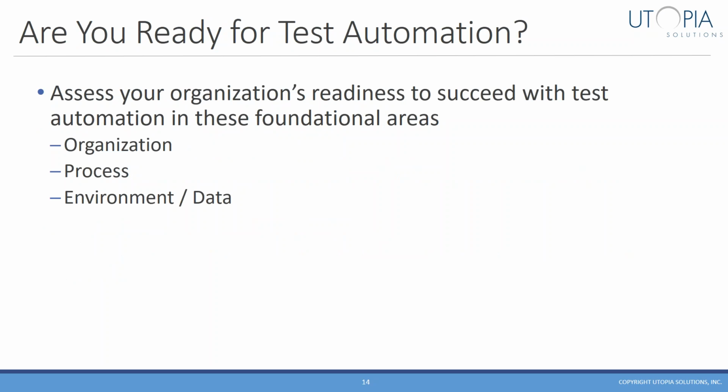So the next thing we need to do is understand if our organization is ready to implement test automation. As we just discussed, automation is a process, not a tool, and that process needs a solid foundation to operate on. So we need to assess our readiness in these areas: organization, process, and environment and data. Let's take a look at the key questions we need to answer in each of these areas.